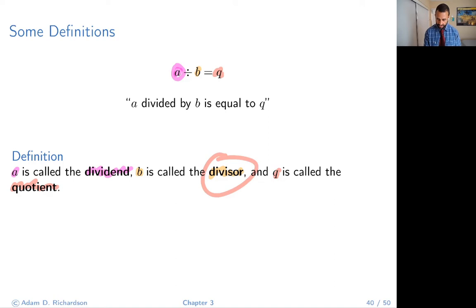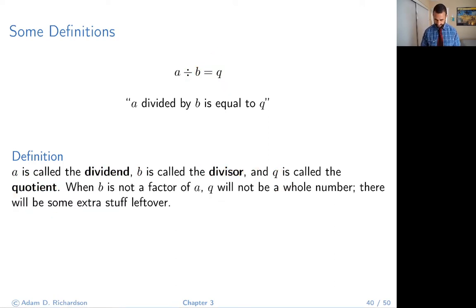That's another thing. This guy right here is called the quotient. That's the result of a division. When B is not a factor of Q, in other words, if Q is not a multiple of B, if you can't get to Q by just adding B some whole number of times, then that means that Q is not going to be a whole number. What I'm saying is that when you do this division, you don't always end up with a whole number over here, right?